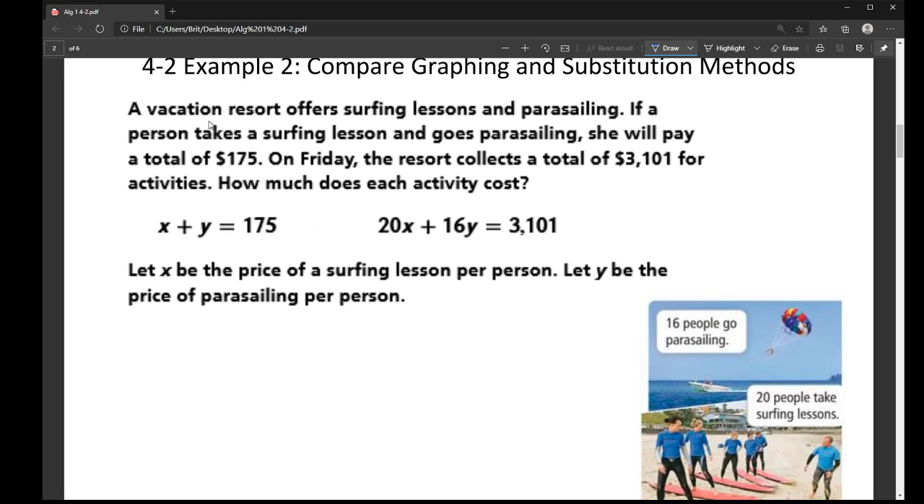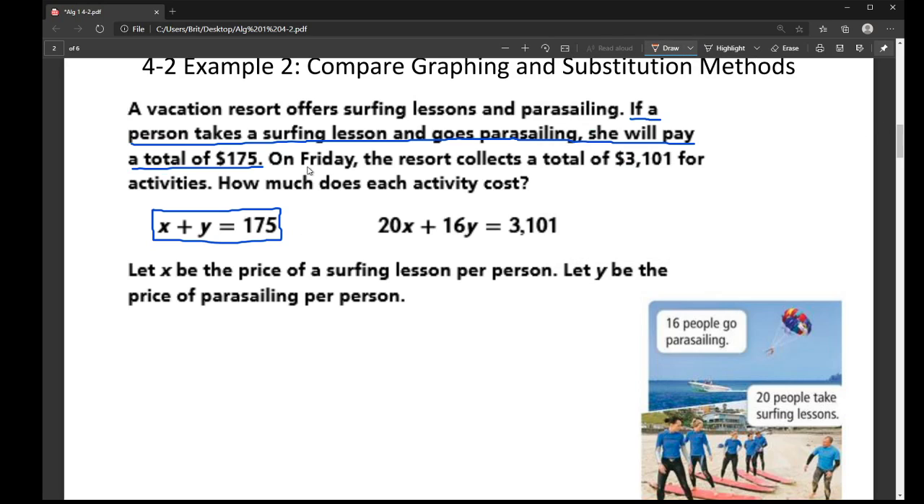So the problem says that there's a vacation resort that's offering surfing lessons and parasailing. If a person takes a surfing lesson and then goes parasailing, they will pay a total of $175. That's where they're getting this blue equation right here: the cost of surfing plus the cost of parasailing is $175.